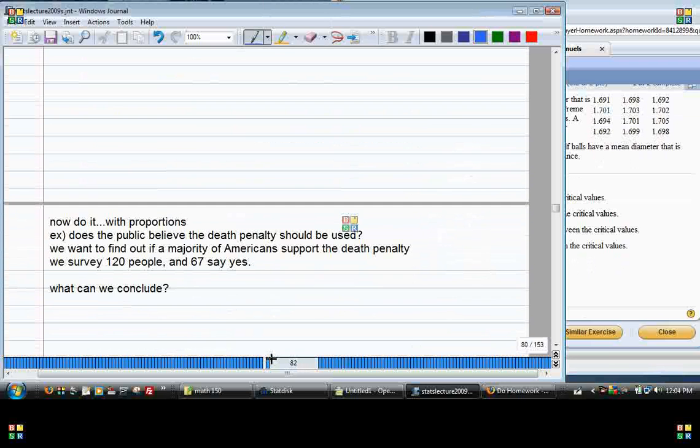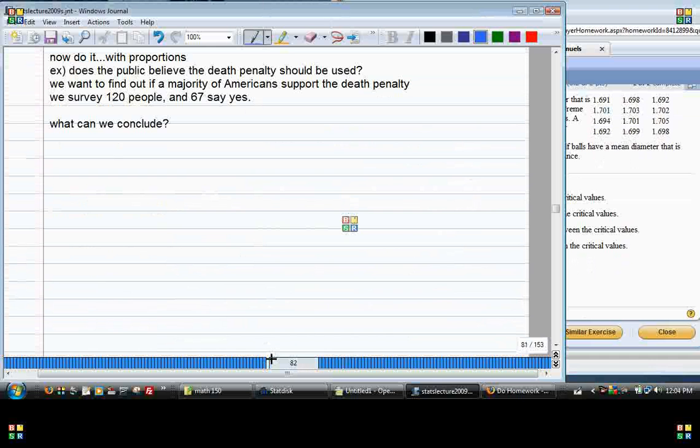So now we're going to take everything we've done and we're going to talk about proportions. So here's the topic we want to investigate. Does the public believe the death penalty should be used? Specifically, we want to find out if a majority of Americans support the death penalty. We survey 120 people and 67 say yes. What can we conclude?